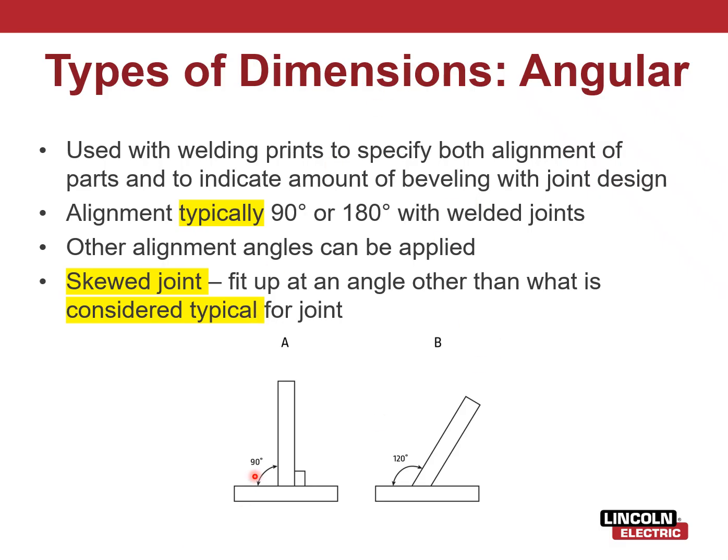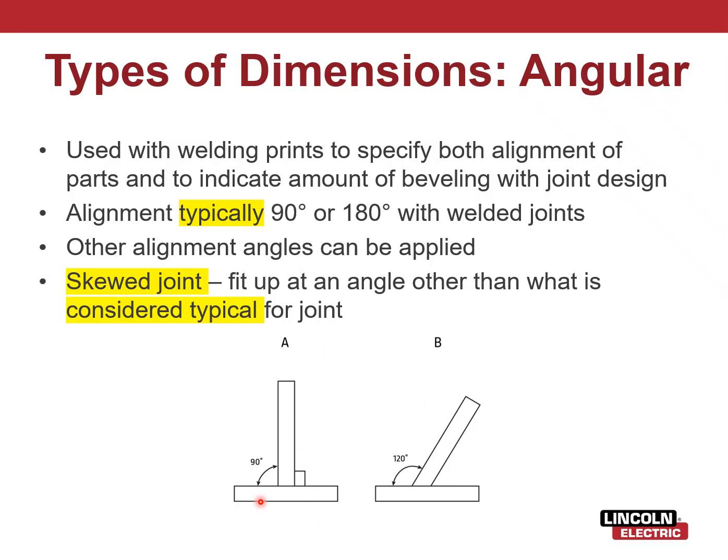Okay, angular dimensions. You've got a couple of examples right there. This is used with welding prints to specify both alignments of parts and to indicate the amount of beveling or chamfering with joint design. Think about you structural guys that are taking this class. When you're prepping all your pieces, there are a few examples that you should be able to relate to. Everybody should be able to relate to a skew joint though, right?